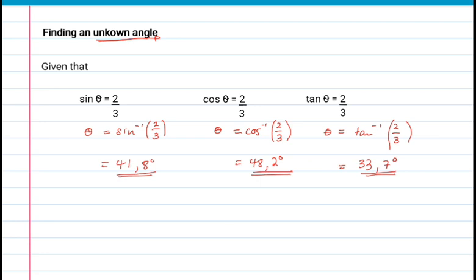For example, here for sine theta, sine theta is opposite over hypotenuse. So this is the opposite, this is the hypotenuse. For cos theta, it is equal to adjacent over hypotenuse. So this will be our adjacent, this will be our hypotenuse. Then for tan theta, it is equal to opposite over adjacent. So this will be our opposite, this will be our adjacent. So these ones may be used for future references.